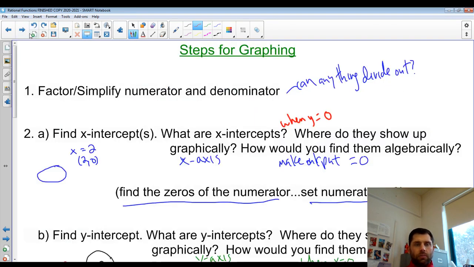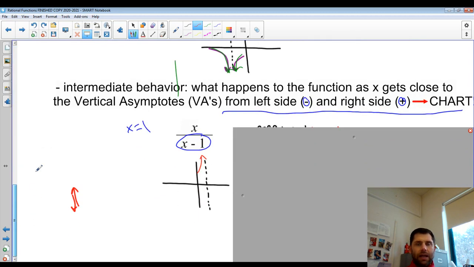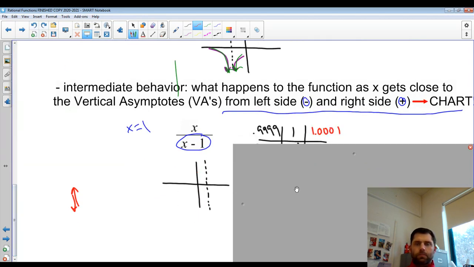What we're going to practice with a lot next class is this: we're just going to make a tiny little table of values. I'm going to put my vertical asymptote in the middle. When x equals 1, we know this function is undefined. We need to know what's happening just to the left of 1 and just to the right of 1. So I'm going to evaluate at 0.9999, and I'm going to evaluate at 1.0000001.